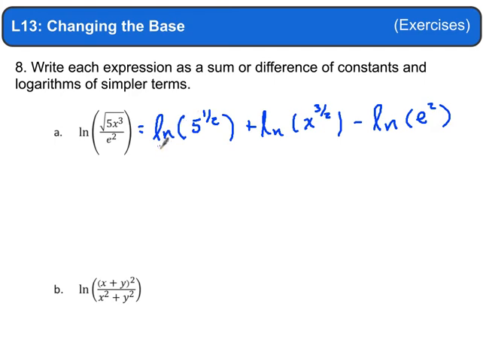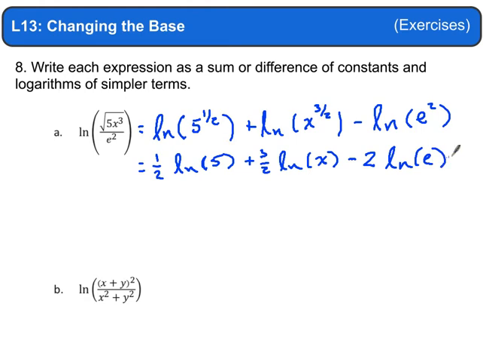Now we're not done expanding this out. We're going to move these 1/2 to the front, so we're going to end up with 1/2 natural log of 5 plus 3/2 natural log of x, and we're going to move this 2 out to the front, so minus 2 natural log of e, but ln e is equal to 1, and so my final answer is 1/2 natural log of 5 plus 3/2 natural log of x, and then minus 2.